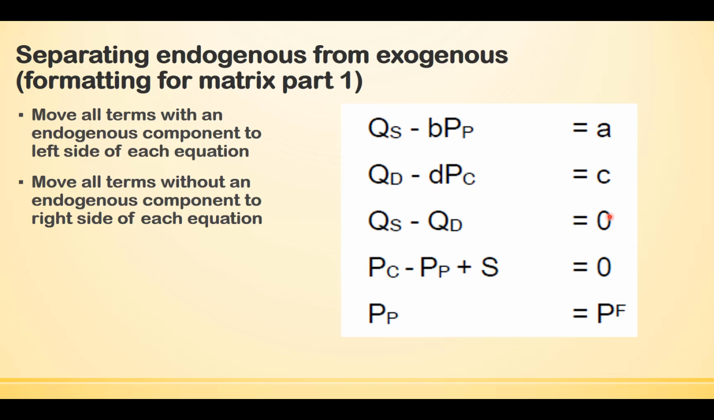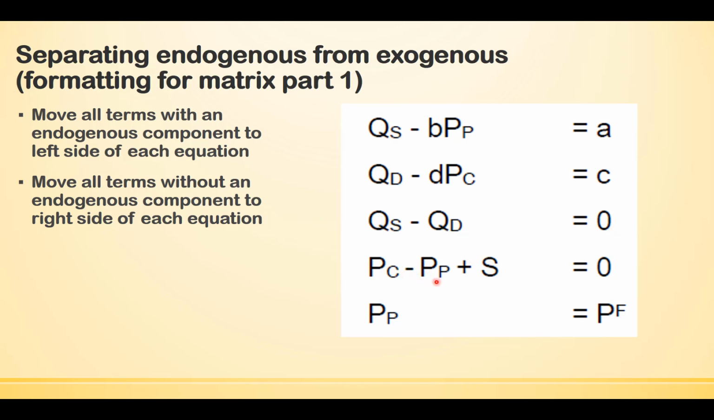Some of these equations don't have any endogenous pieces. The market clearing equation is just QS is equal to QD, and in the matrix format, those are both endogenous variables. They both need to be on the left-hand side, so we say that the quantity supplied minus the quantity demanded has to be equal to 0. There's nothing on the right-hand side.